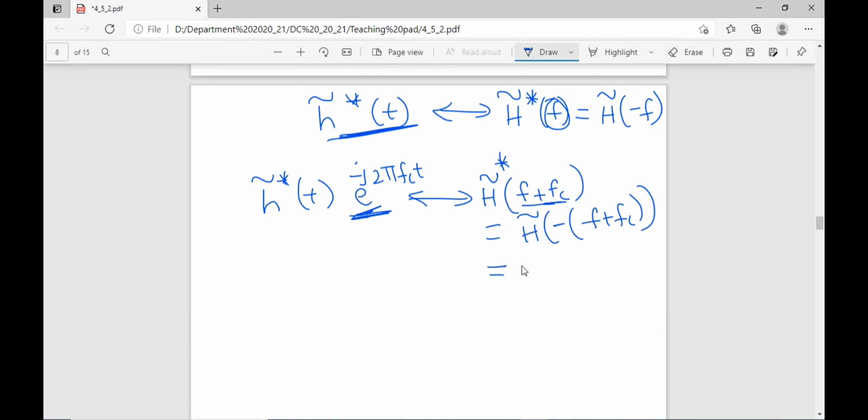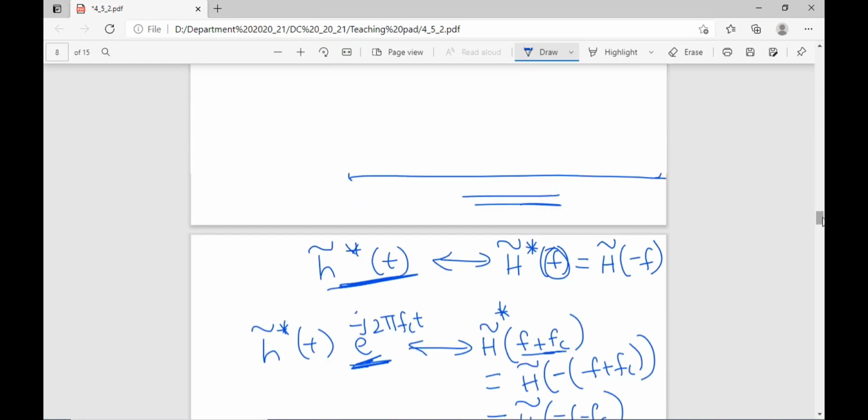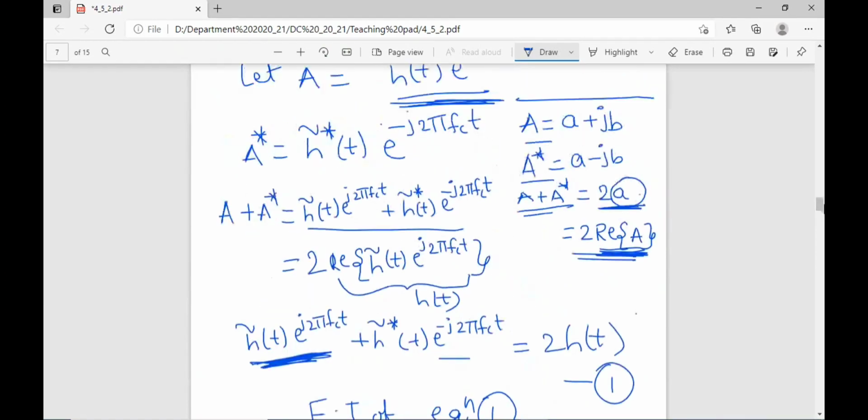Okay, so which can also be represented as h tilt of minus f minus fc. Anybody have doubts until this equation? Okay, fine. In the same way, for the second term, this term we have derived now.